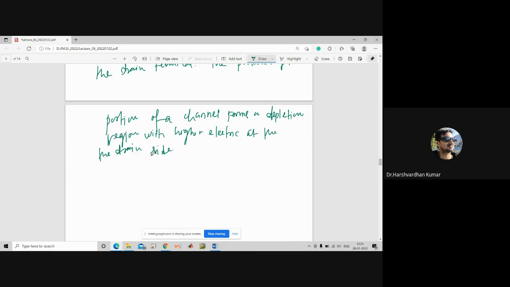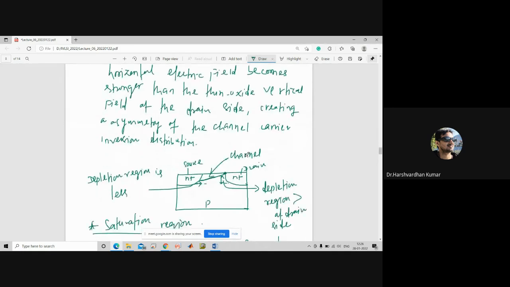The drain is n plus, right? So it means the n-drain and p-type bulk forms an n plus p junction, right? If you see the diagram here, this is n plus, this is p. So at the drain side, there will be a formation of n plus p junction diode.